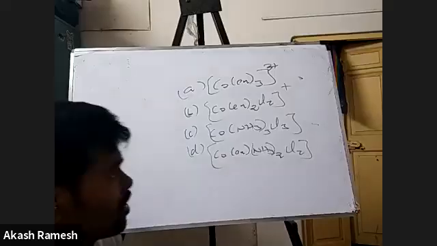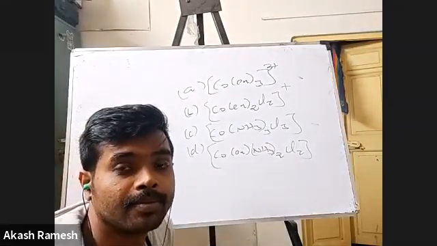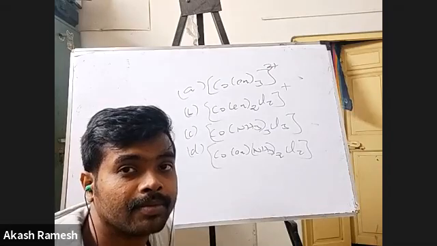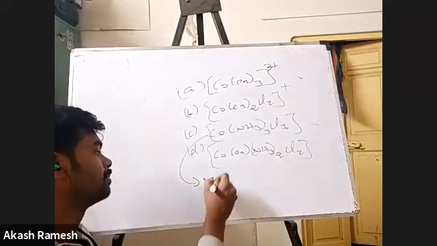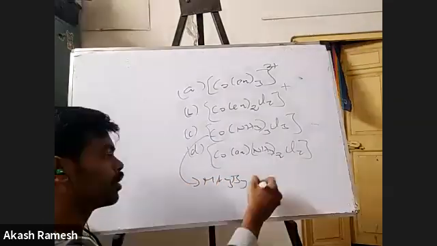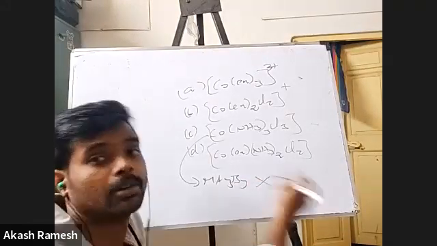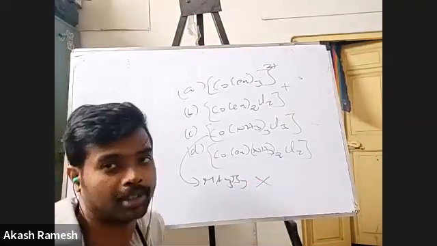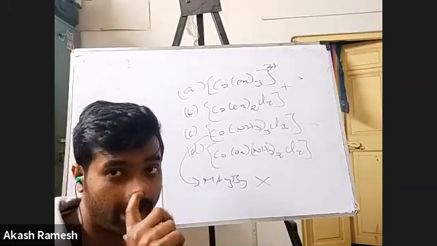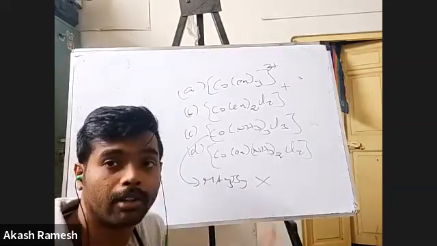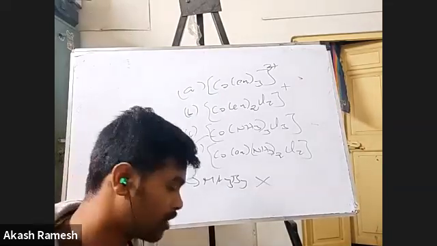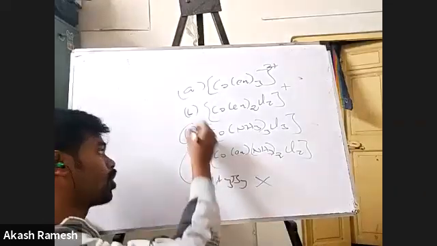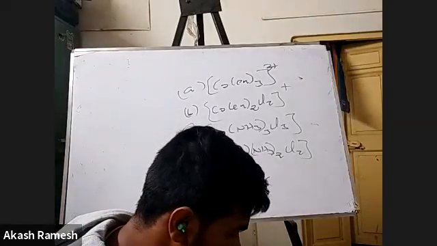So what is the answer to this question? C, sir. Yeah, obviously. What is the type? MA3B3. I told you that it will show geometrical isomerism, but it will not show optical isomerism. Both the facial as well as the meridional isomers. So remember, MA3B3 will form facial and meridional, and none of them will be optically active. Right? So C is the correct answer. Which will not show optical isomerism is this.